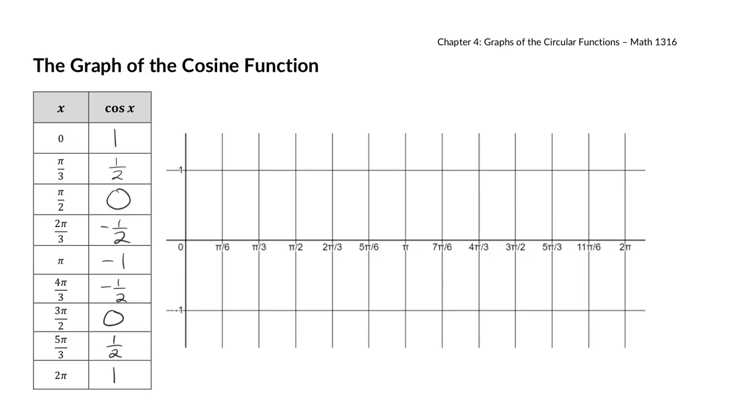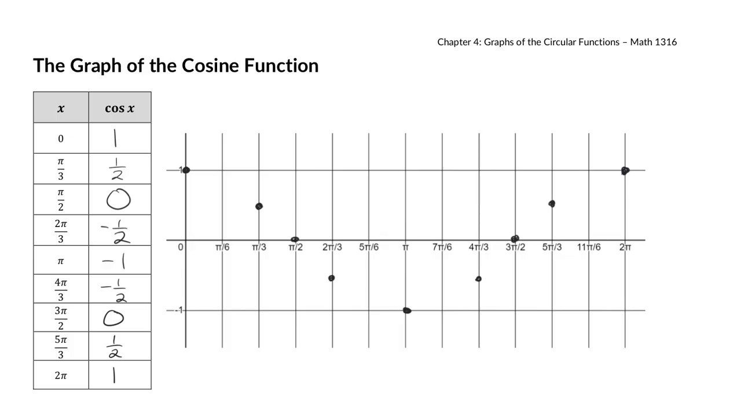So again, we're getting these values from the unit circle as we went around for all of these radian measures. Those radian measures are on the x-axis because they're our input values. We can plot the output values of cosine. We'd be at 0, 1, pi over 3, 1/2, pi over 2, 0, 2 pi over 3, negative 1/2, pi, negative 1, 4 pi over 3, negative 1/2, 3 pi over 2, 0, 5 pi over 3, 1/2, and 2 pi, 1.